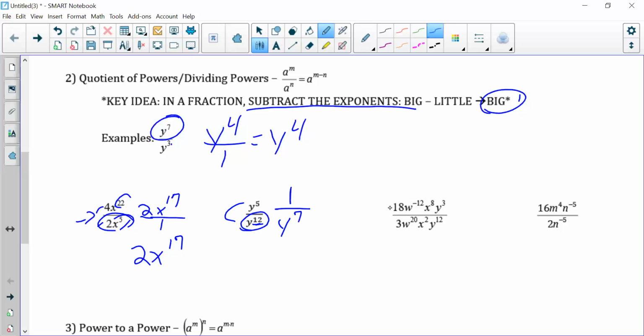And oh boy, look at this. Okay, this seems complicated, but let's take it one piece at a time. All right, 18 divided by 3 is 6. The big one was on top of the fraction, so it's going to stay on top of the fraction.